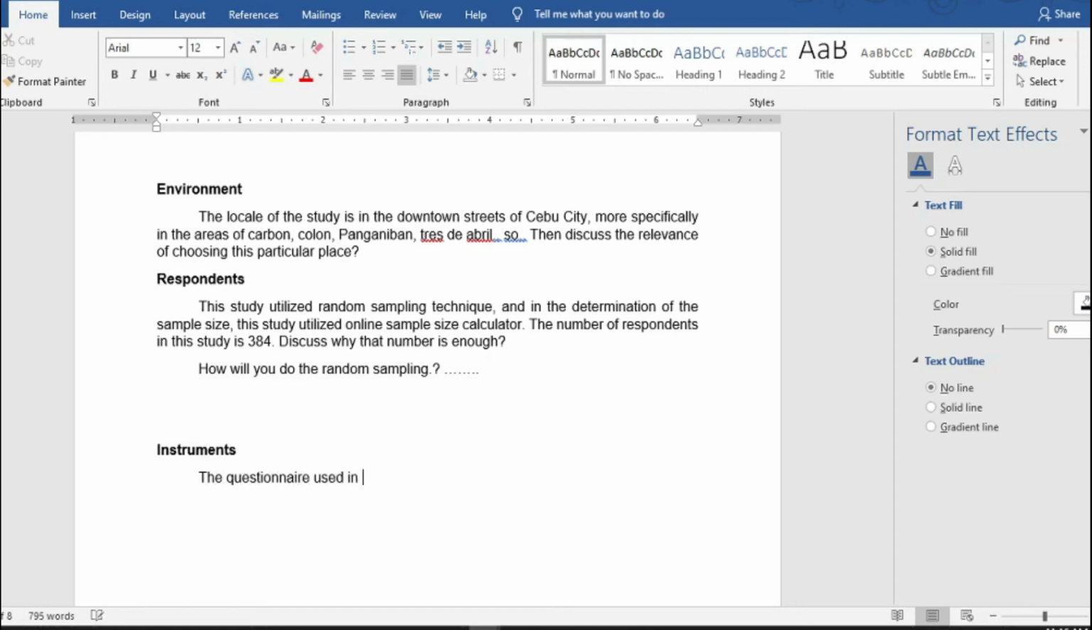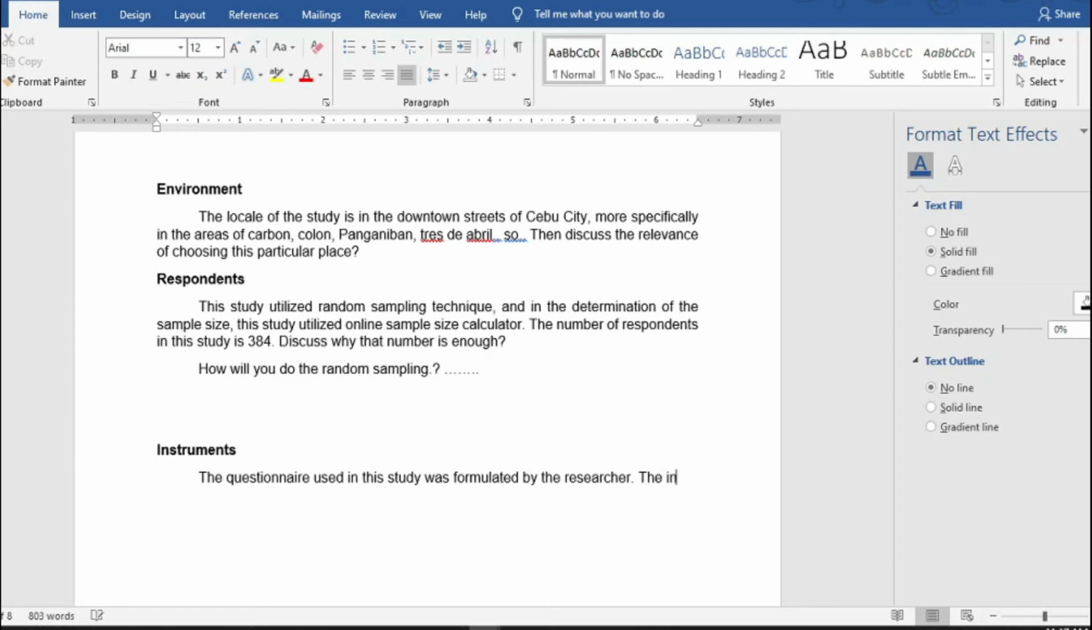Used in this study was formulated by the researcher. If it is a researcher-made questionnaire, you need to verify it to test the validity of your questionnaire. You discuss how you validated this particular research instrument.